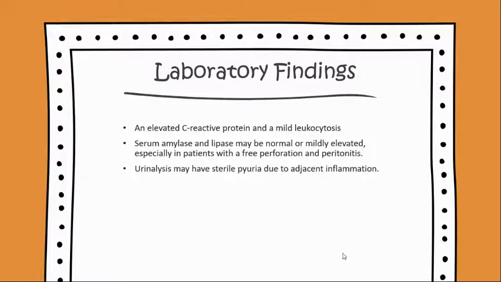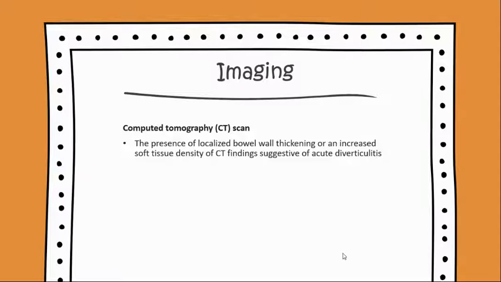Laboratory findings: an elevated C-reactive protein and a mild leukocytosis. Serum amylase and lipase may be normal or mildly elevated, especially in patients with a free perforation and peritonitis. Urinalysis may have sterile pyuria due to adjacent inflammation. Imaging: computed tomography scan. The presence of localized bowel wall thickening or an increased soft tissue density on CT findings suggestive of acute diverticulitis.